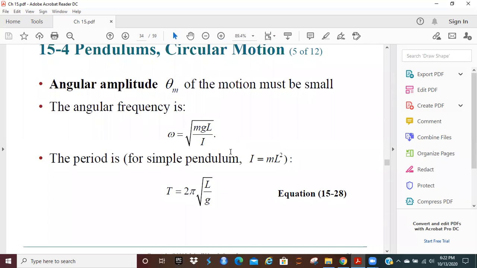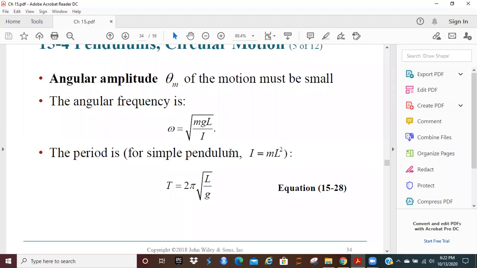So the angular amplitude, theta sub m, of the motion must be small. In other words, when it starts getting larger, we end up having problems with simplification of terms in the math. The angular frequency is going to be equal to the square root of mgL divided by I. And so the period for the simple pendulum, where the moment of inertia is equal to mL squared, ends up becoming this.